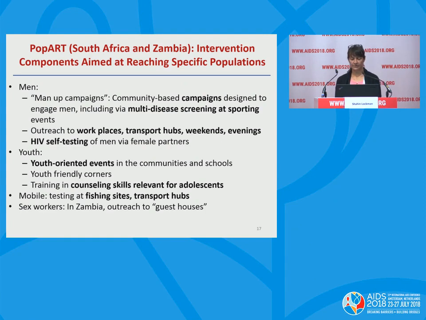The PopART team also attempted to reach youth by conducting youth-oriented events in communities and schools, having youth-friendly corners, and including specific training in counseling skills relevant for adolescents and youth. PopART also tried to engage mobile persons by testing, for example, at fishing sites and transport hubs. And in Zambia, PopART workers reached out to sex workers at guest houses.